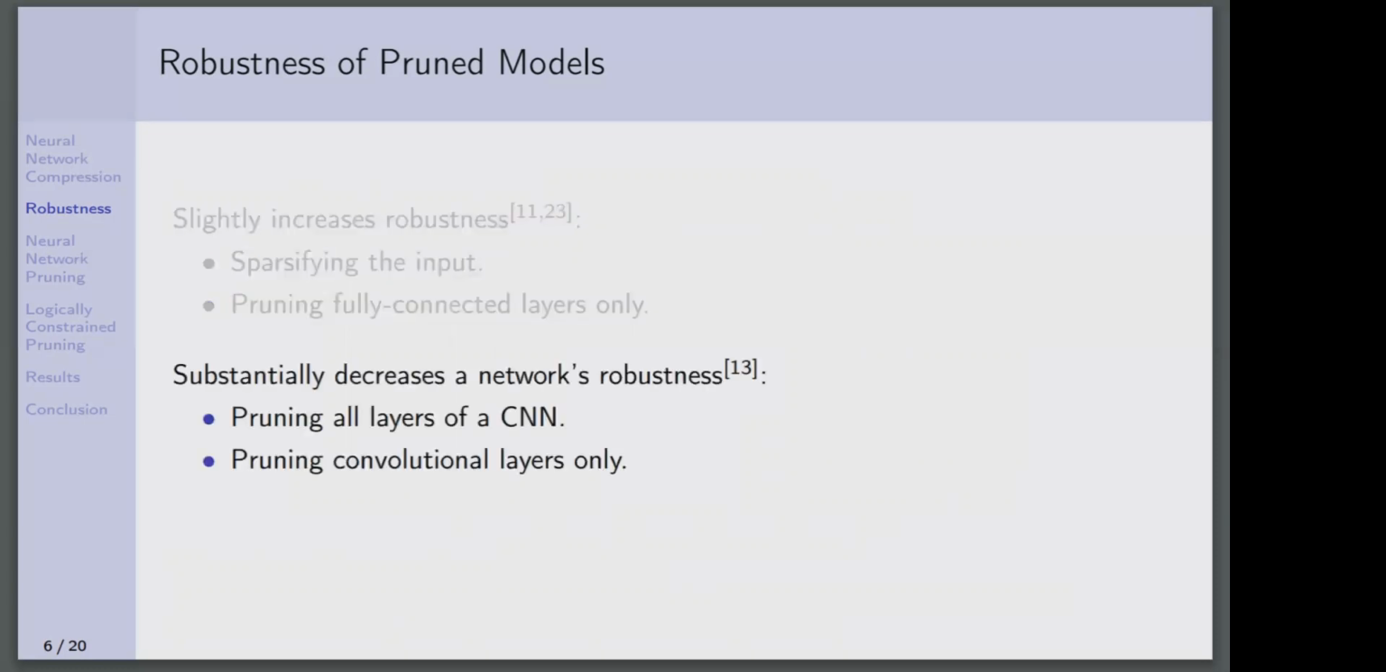However, if we prune either all of the layers in a convolutional network, or we prune only the convolutional layers, we actually see a substantial decrease in the network's robustness, which isn't ideal. We'd hope to be able to prune all layer types in a network in order to be able to actually prune quite a high proportion of them. So yeah, it's important to make sure we're pruning all layer types in a network, and we want to work towards an algorithm that can do this without this massive decrease in robustness.